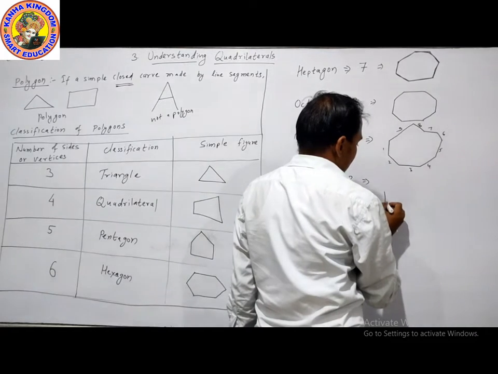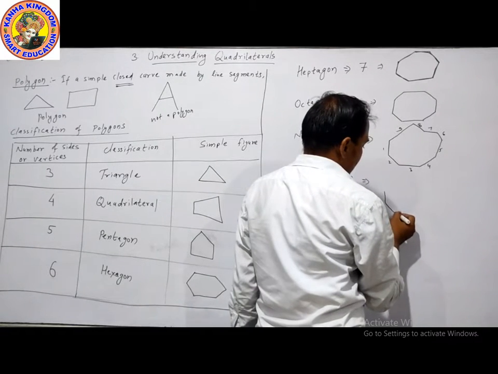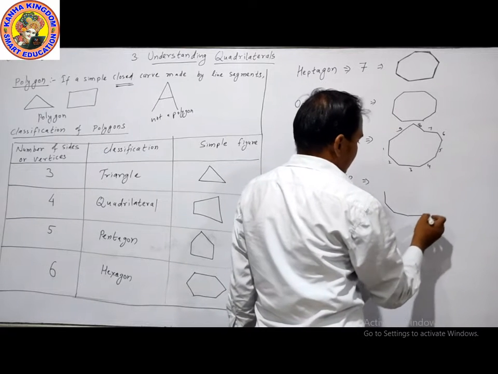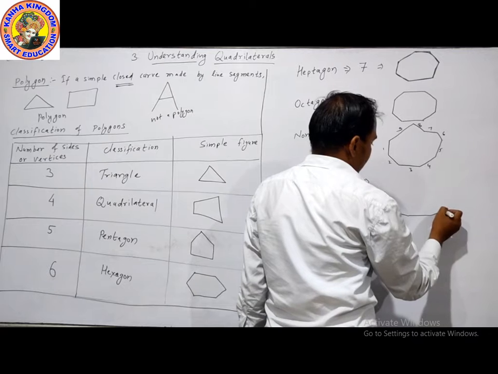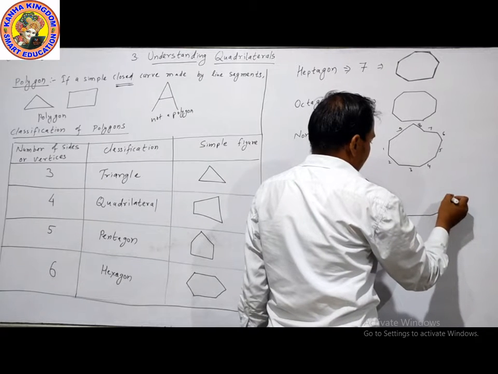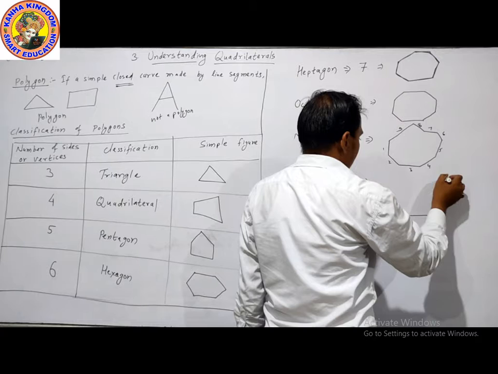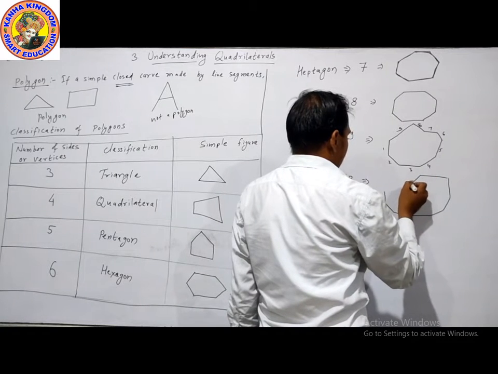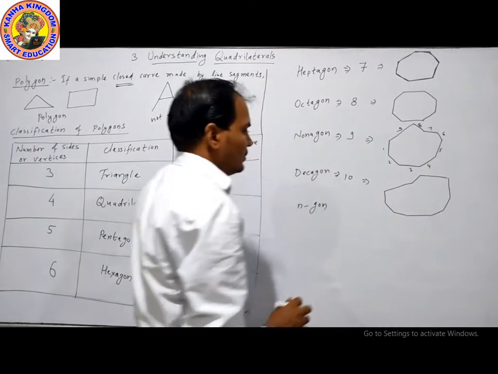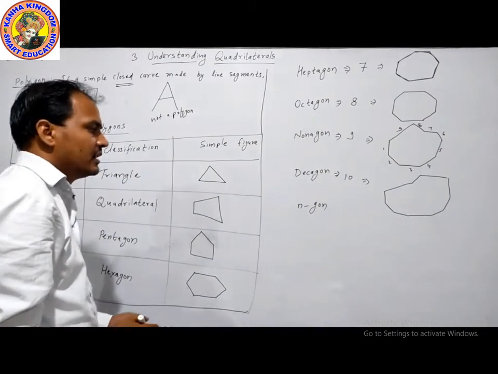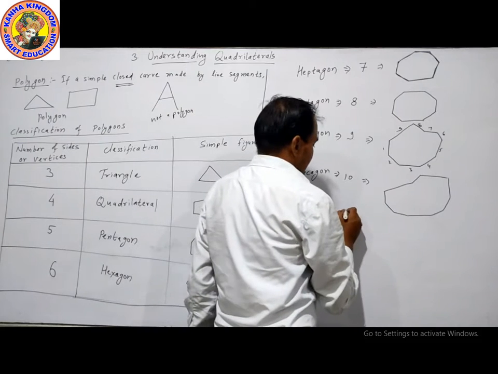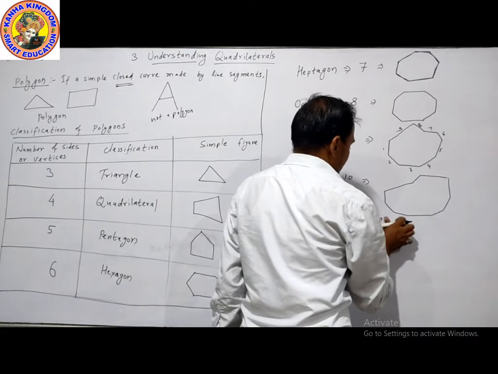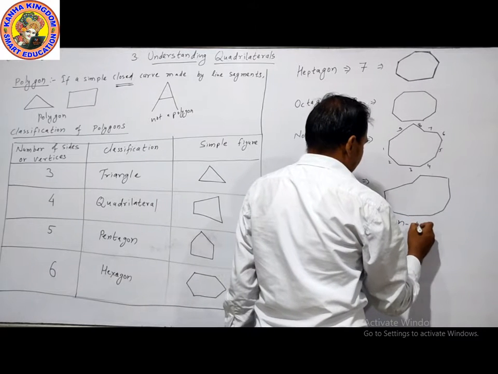Decagon having 10 sides in this diagram. 1, 2, 3, 4, 5, 6, 7, 8, 9 and then 10. This is our 10 sides. N-gon having n sides or n vertex.